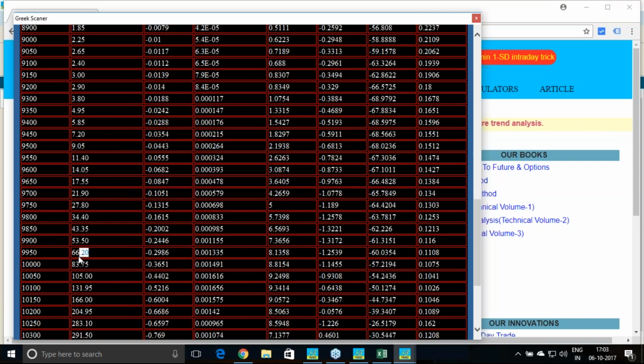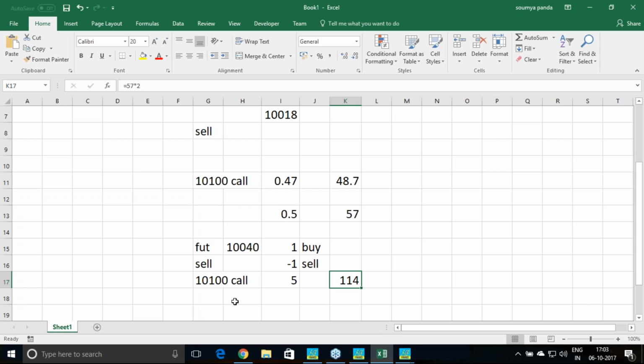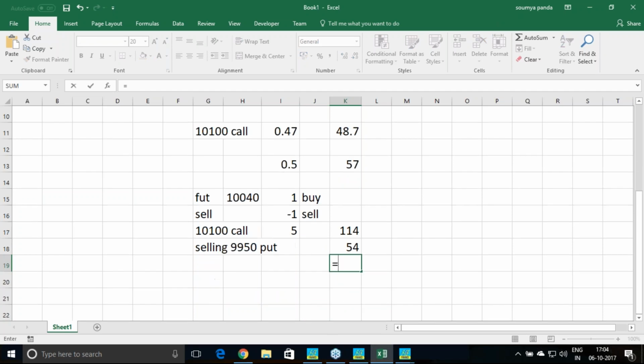66 rupees it is trading, having a delta of 0.29. So I can go for selling the 9950 put option. At 66, at that particular time it may be trading at 53 or 54, once the Nifty goes to 10,040. So by this process, premium management, how much have I done? 114 I have paid.